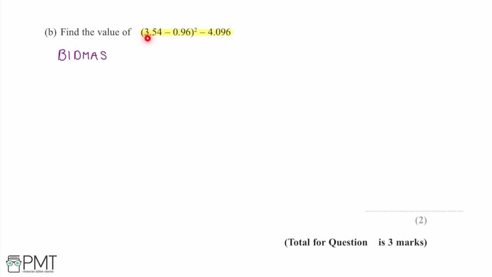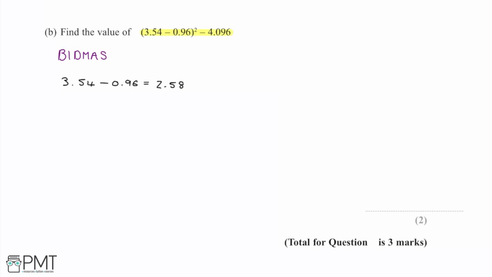So as I can see, I do have brackets, so I can simplify whatever's inside the brackets before squaring it here. So squaring, this is an indices, so this comes second. This comes after manipulating the brackets. So I can start off here by taking that 3.54 minus 0.96 within the brackets and simplifying that. And if I do that calculation, that gives me an answer of 2.58.